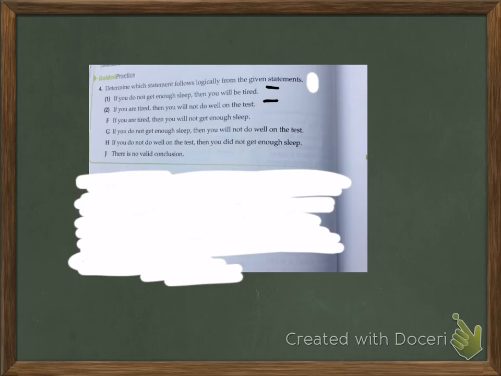Well, this is actually using the law of syllogism, because you see they've repeated this middle statement about being tired. If you do not get enough sleep, then you will be tired. If you are tired, then you will not do well on the test. So if we take that out, our logical conclusion would be G: if you do not get enough sleep, then you will not do well on the test.